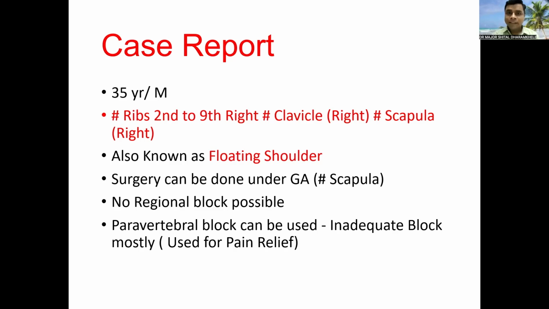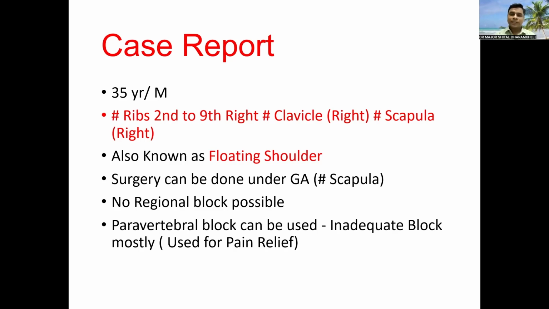When there is a fracture of the scapula and the clavicle, although rare, it is known as a floating shoulder. So basically, we have to get this patient operated for the clavicle as well as the scapula. For the clavicle, we can go for the superficial cervical block and the surgery can be done. But for the scapula, there is no regional block possible. So the surgery can be best done under general anesthesia.